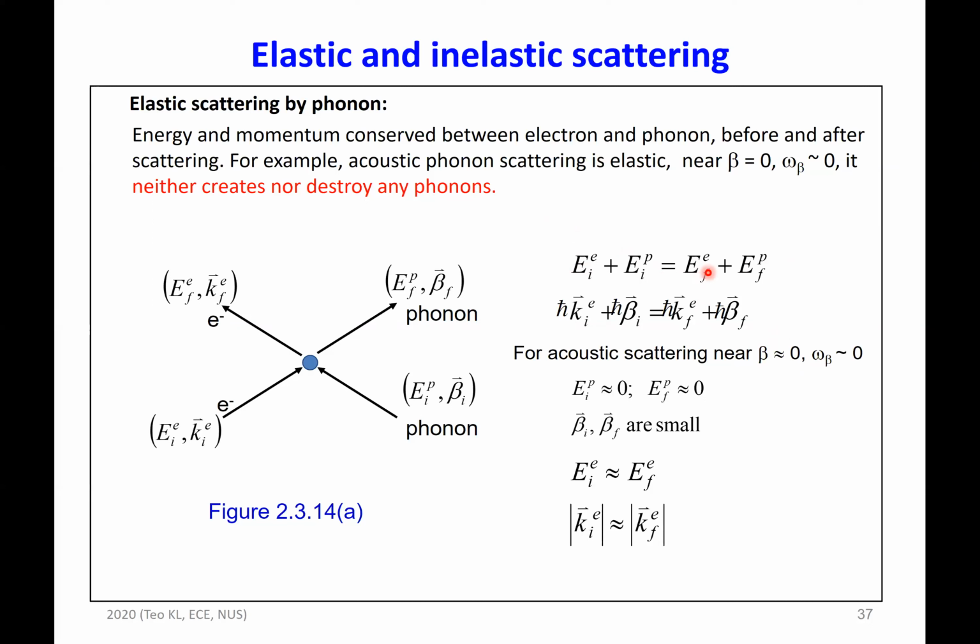And beta is near zero, so we can also drop h bar beta initial and h bar beta final for the phonon wave vector or the momentum. So you have h bar and h bar cancel off, you have k_i equals k_f. So this basically establishes that the acoustic phonon that scattered the electron, the scattering is elastic.